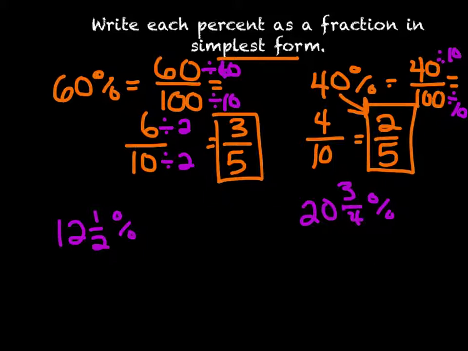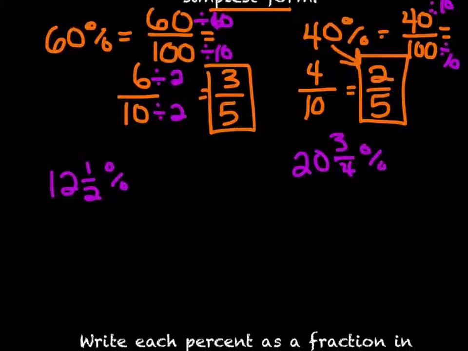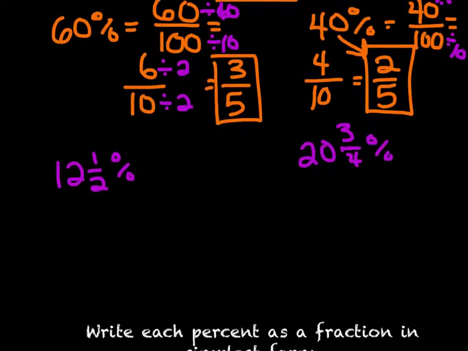Now we're going to get a little more complicated. We have 12.5% and 20 3/4%. Looking at 12.5%, let's put that as a number over 100, so we write 12.5 over 100. When we have a decimal within a fraction, that tells us it's not in simplest form, or it's gone beyond its simplest form in a really strange way.